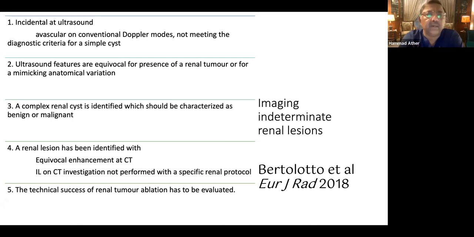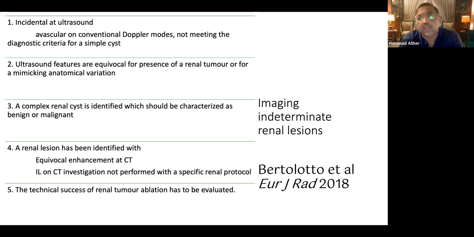Then we have renal lesions which are identified as ill-defined on CT scan, or they have equivocal enhancement on CT scan, which is not clearly suggestive of a malignancy.